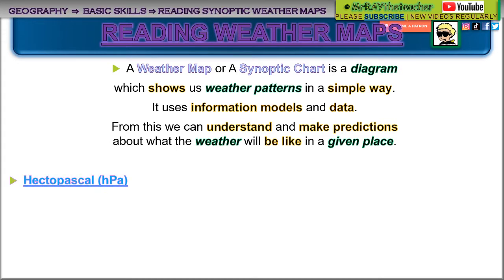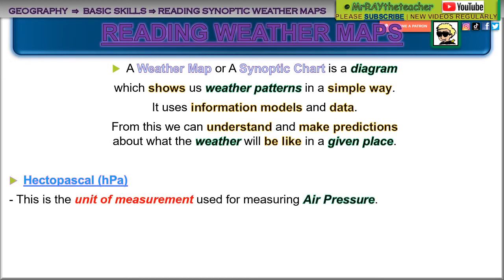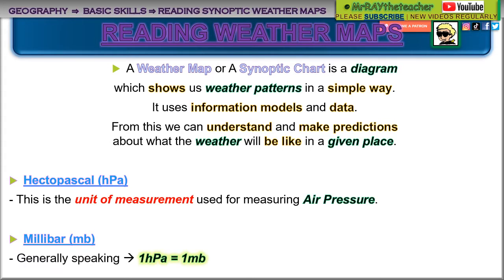Just some important vocab: your hectopascal, written as a lowercase h, uppercase P, lowercase a. It's the unit of measurement for air pressure. And you've got your millibars, more or less the same. Generally speaking, 1 hectopascal equals 1 millibar. This does not mean megabyte in this context, and it's lowercase m, lowercase b.